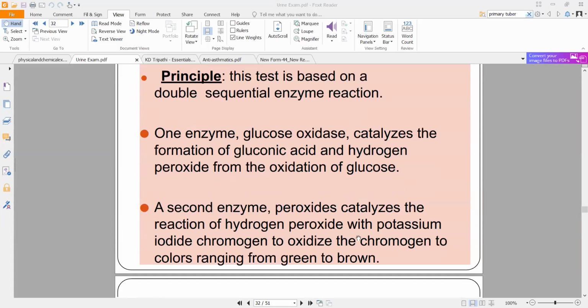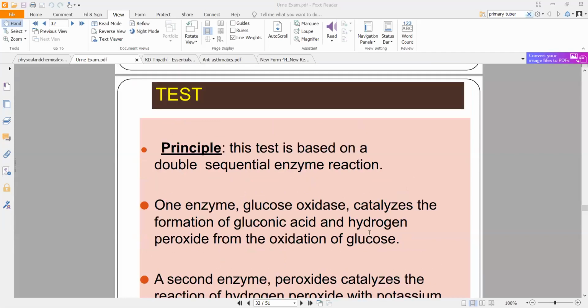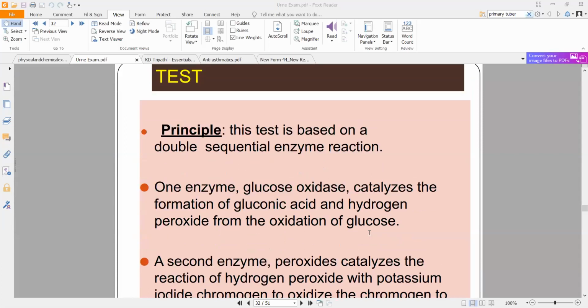So right, this will be a test for glucose. This is another test for glucose. This is a sequential enzyme test. Okay, in this also you are testing glucose, but how you do that is a little different. What you do in this is use a particular enzyme, glucose oxidase. This fellow will catalyze the formation of gluconic acid. So if I subject glucose to glucose oxidase, it will turn into gluconic acid and hydrogen peroxide.